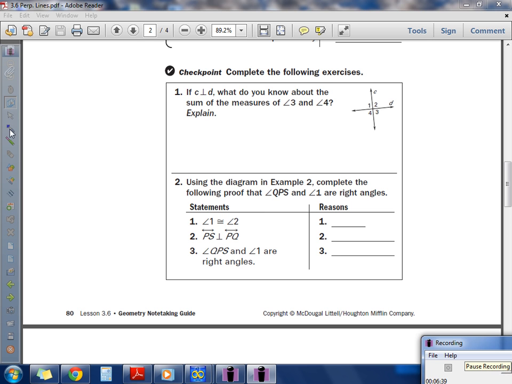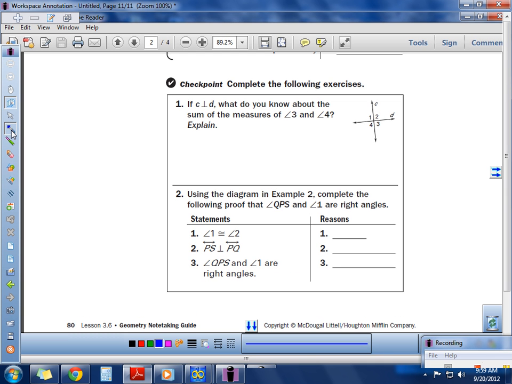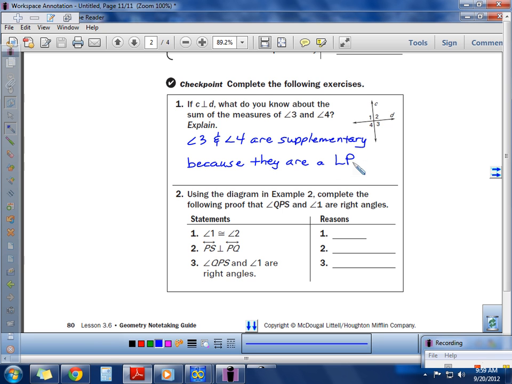All right, so what do we say on checkpoint number 1? What could you tell me about the sum of the measures of angles 3 and 4? They're supplementary. So angle 3 and angle 4 are supplementary. Why? Because they are a linear pair. That's a pretty quick, simple answer.